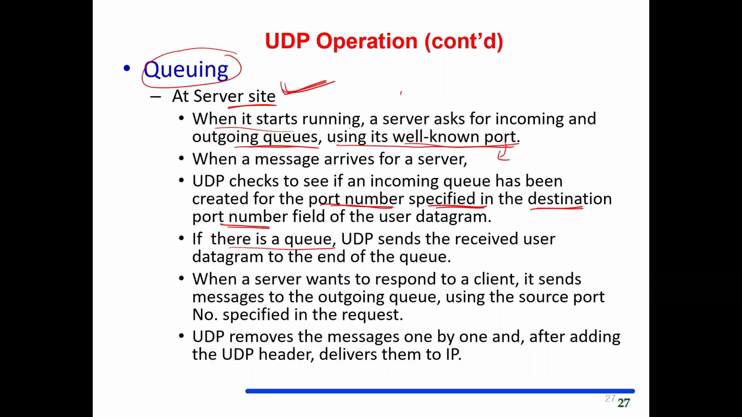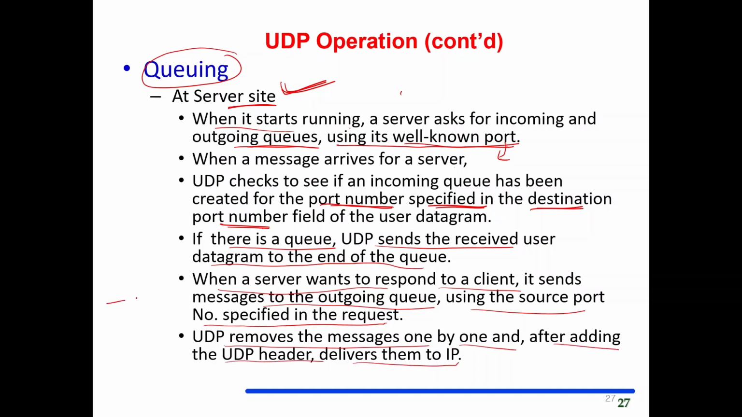Here also there is a queue. The UDP sends the received datagram to the end of the queue. When a server wants to respond to a client, it sends the message to the outgoing queue using the source port number specified in the request. So port numbers are used to send the messages to the outgoing queue. UDP removes the messages one by one, and after adding the UDP header, delivers them to the IP.